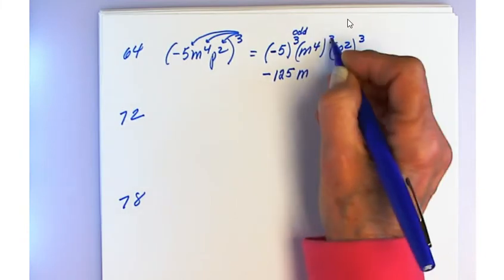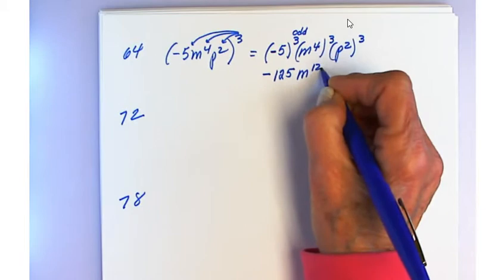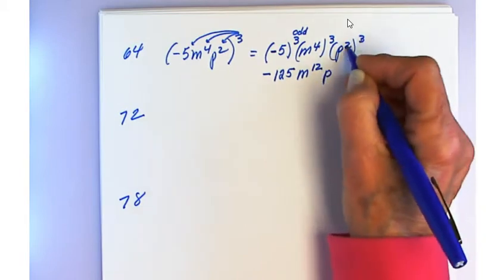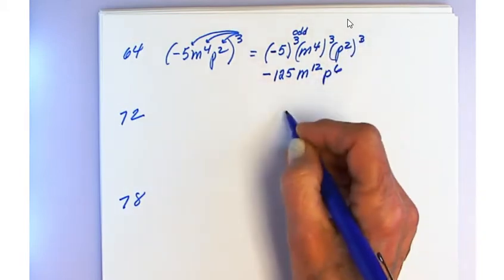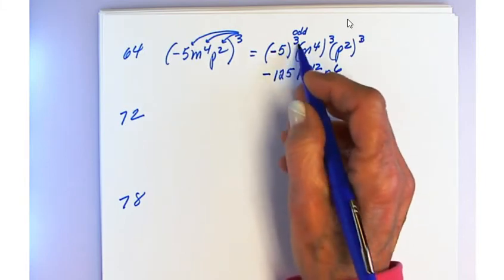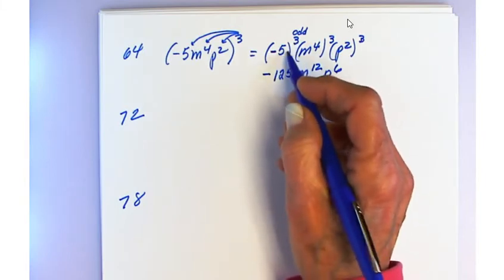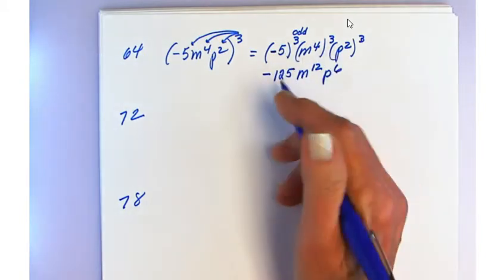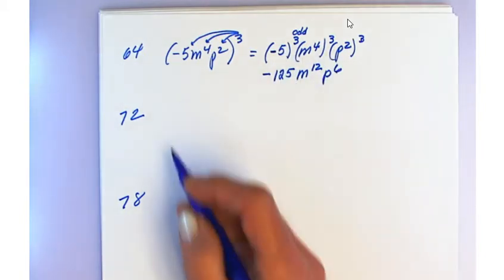3 times 4 is 12. 3 times 2 is 6. You probably know what minus 5 cubed is. Some of these numbers we do know. So you could know that.